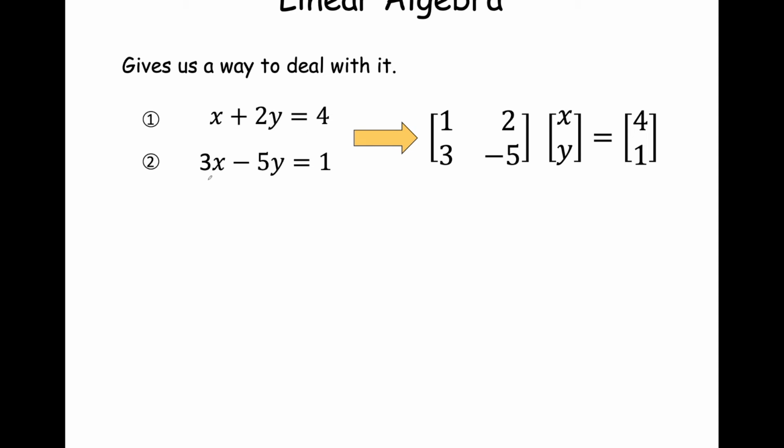And then the second equation, we had 3x minus 5y. So our scalar for x in the second equation is 3, and the scalar for y in the second equation is minus 5. So we write 3 and minus 5 in our 2D array. So this 2D array represents the scalars associated with the left-hand sides of our equations in our two unknowns. Now we write a vector, and this vector is going to contain our unknowns. So we have unknown x, we have unknown y.